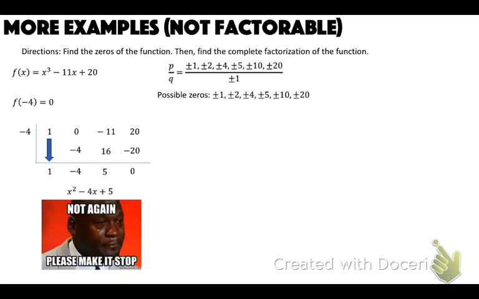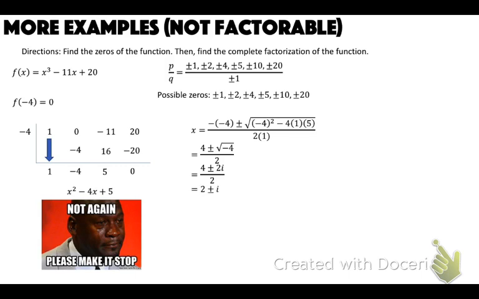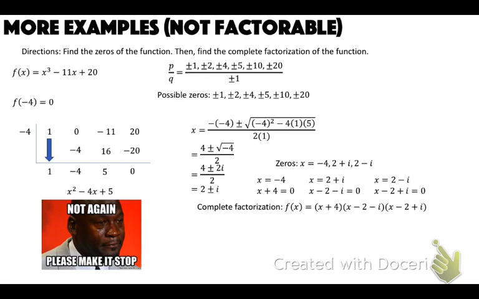Which we have to use the quadratic formula on again. So that's going to be negative of negative 4, plus or minus the square root of negative 4 squared minus 4 times 1 times 5, over 2 times 1, which is 4 plus or minus the square root of negative 4 over 2, which is 4 plus or minus 2i over 2. 2 goes into both of those, so you get 2 plus or minus i. So our zeros here are x equals negative 4 from plugging it in, and then 2 plus i and 2 minus i. To find the linear factors, that's going to be x plus 4, x minus 2 minus i, and x minus 2 plus i.